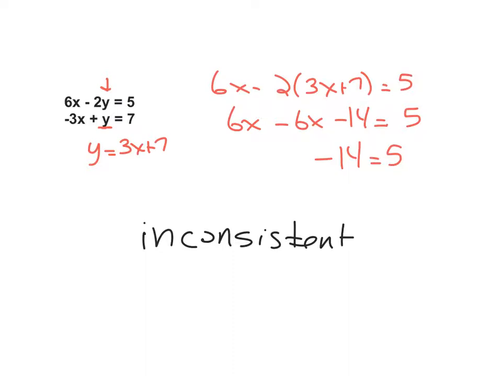If I would have gotten negative 14 equals negative 14, if they would have been equal, that would have been infinite solutions. So I'd have put consistent, dependent, but inconsistent because there's no solution.